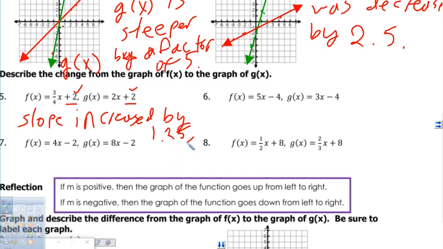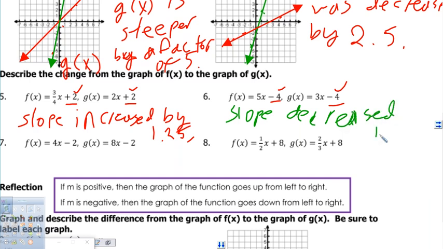Alright, number 6. Okay, if we look at it, those are the same, but our slope decreased by 2.